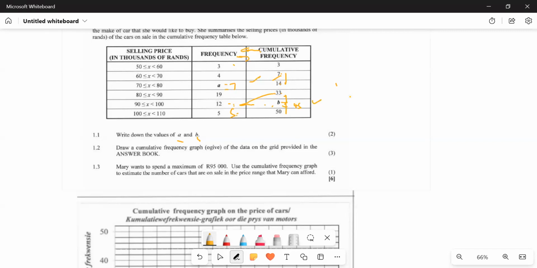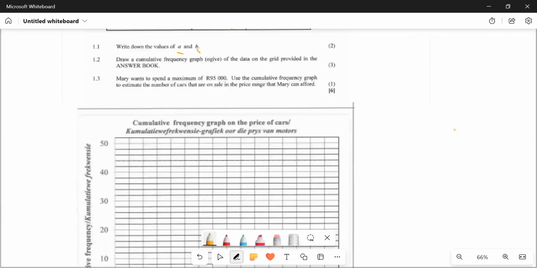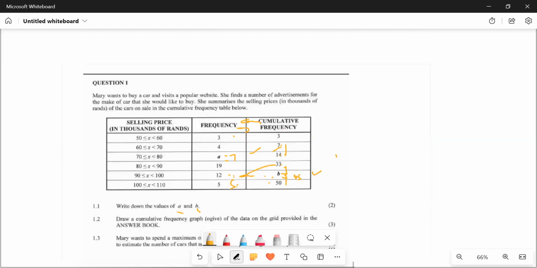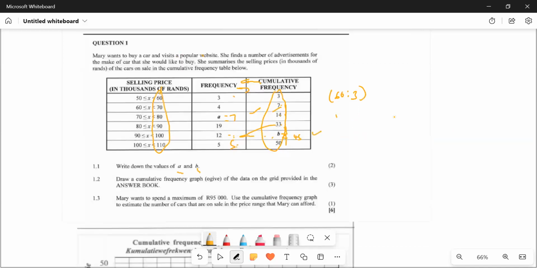The next question says, draw the cumulative frequency graph, the ogive, with the grid provided. So how are we going to do that then? We're supposed to come up with the coordinates. What are going to be our coordinates? Our coordinate is going to be this one, and then it goes with this one again. Okay, you will give me the coordinates then. Then it means you are going to say x is 16, and then it goes with what? With 3. Okay, let's go and do this then.